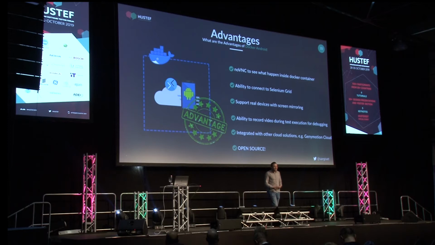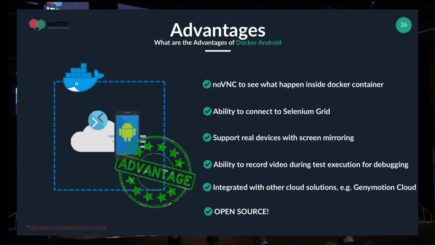As for the advantages of this solution, you have noVNC, so when you want to see what's happening inside the Docker on the emulator, you just go to the web browser and open port 6080 with the IP, and you will see everything. You can connect it again to the Selenium Grid. It also supports real devices, so you can mirror your real device inside the Docker container, and there is the ability to record videos. I never used this video recording; screenshots were always enough for me, but still you have the ability.